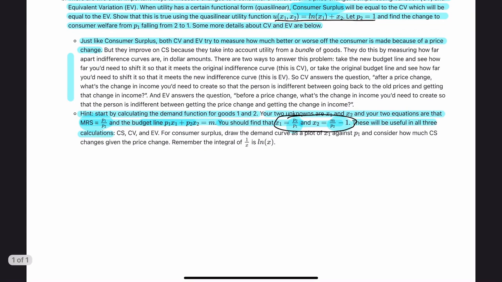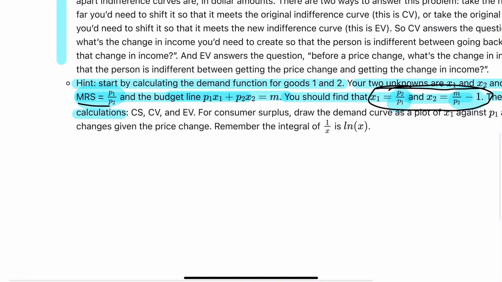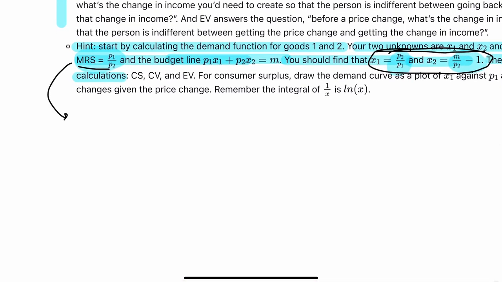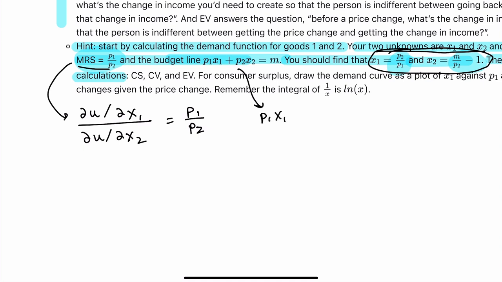So I'm saying I have 2 unknowns and 2 equations. My 2 equations, I'll start out with this one. I know that the marginal rate of substitution is del U over del x1 divided by, so this stands for the partial derivative of U with respect to x2. That's going to be equal to P1 divided by P2. It's the first equation, and then the second equation is this. Just rewrite that. P1 x1 plus P2 x2 equals M.